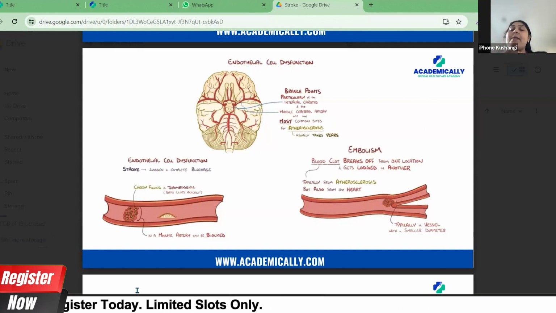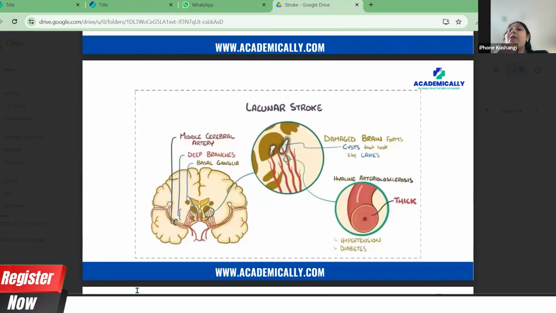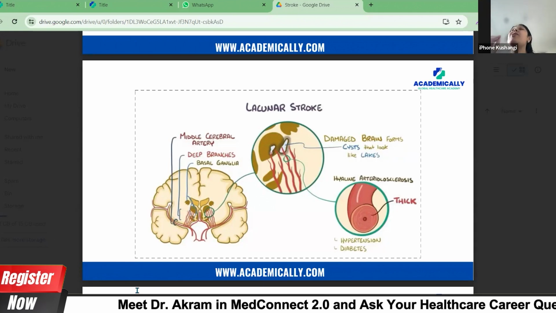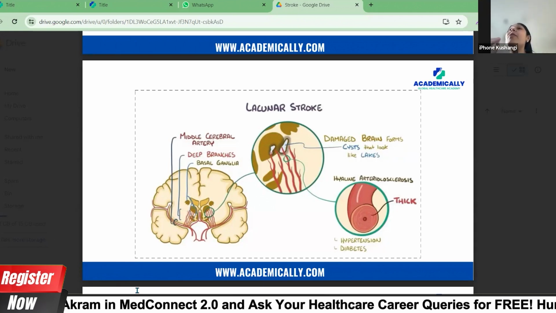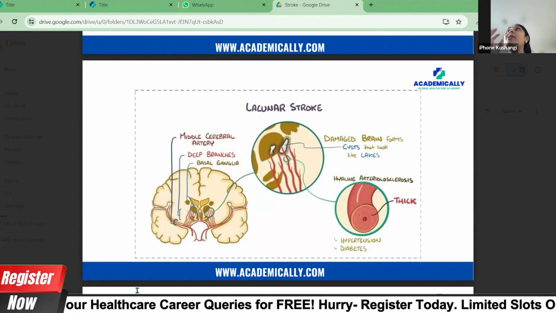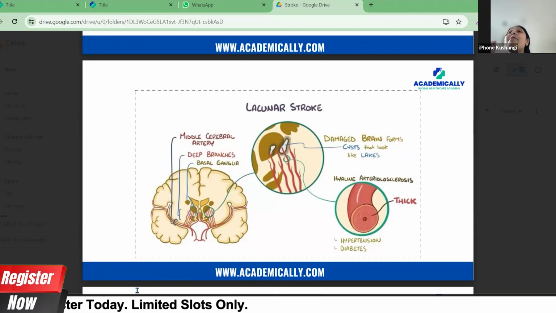Next slide, please. Yes, one more type is the lacunar stroke. A lacunar stroke is because of the formation of lacunae. A lacuna is just a fluid-filled space. In short, I would say it is just like an air bubble or a water bubble. This kind of bubble is formed in the artery, which causes obstruction of the blood supply.